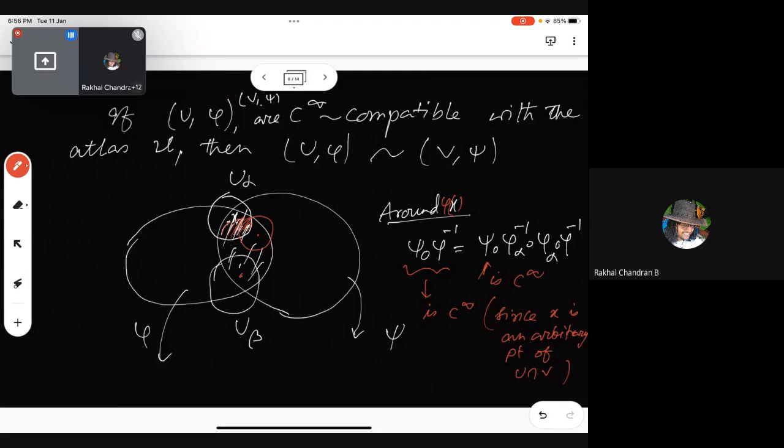And if it is compatible with respect to that atlas, you put it in the basket. And so you keep on putting. All right. Now you see the maximality makes sense.